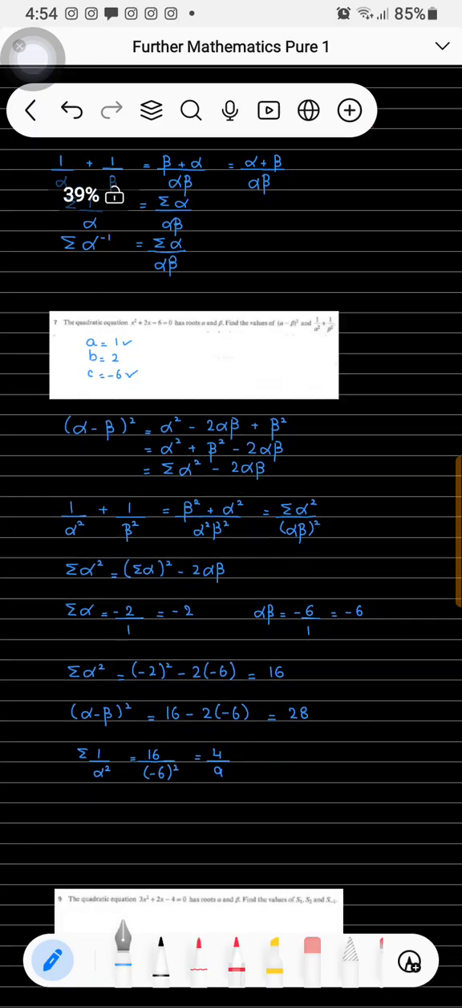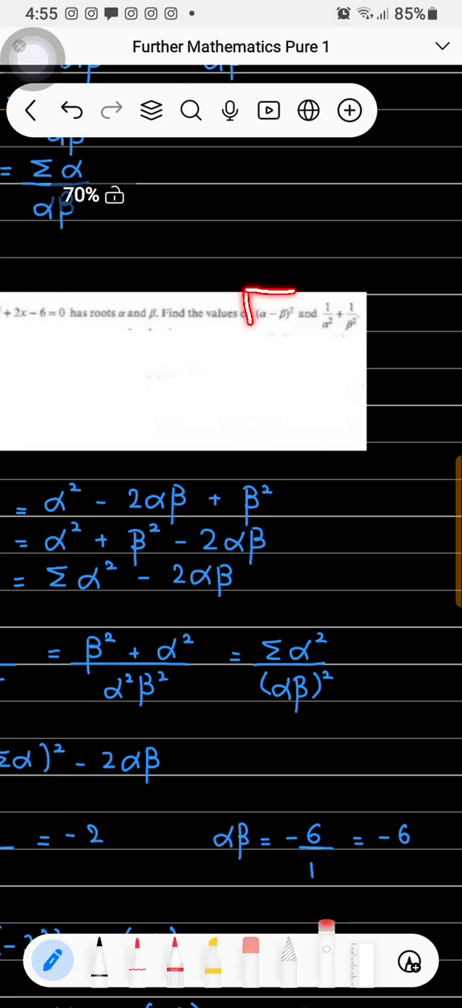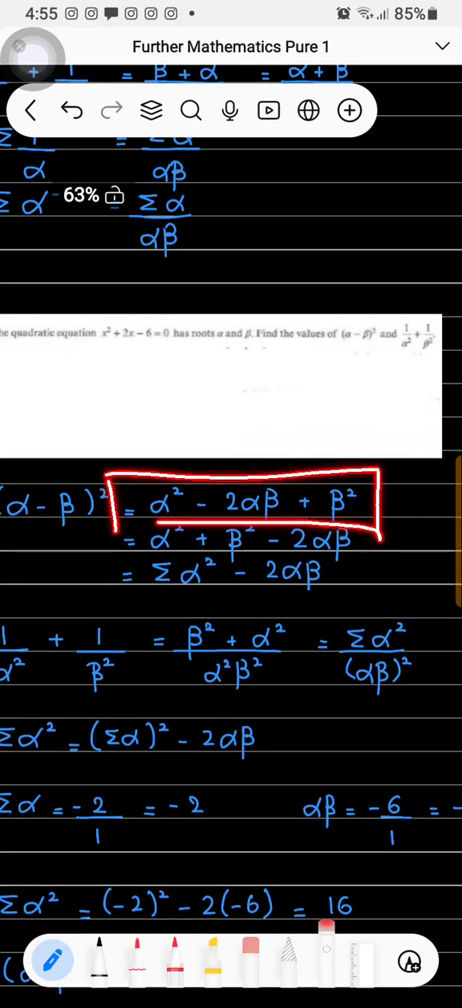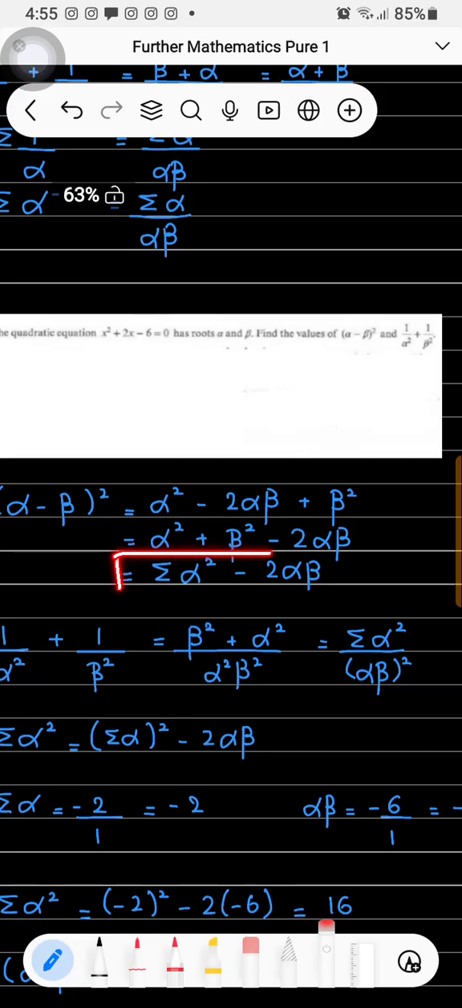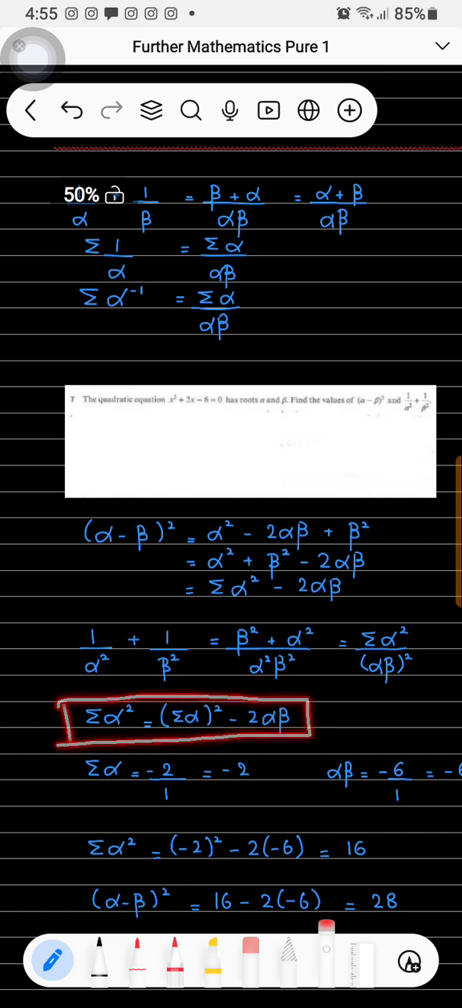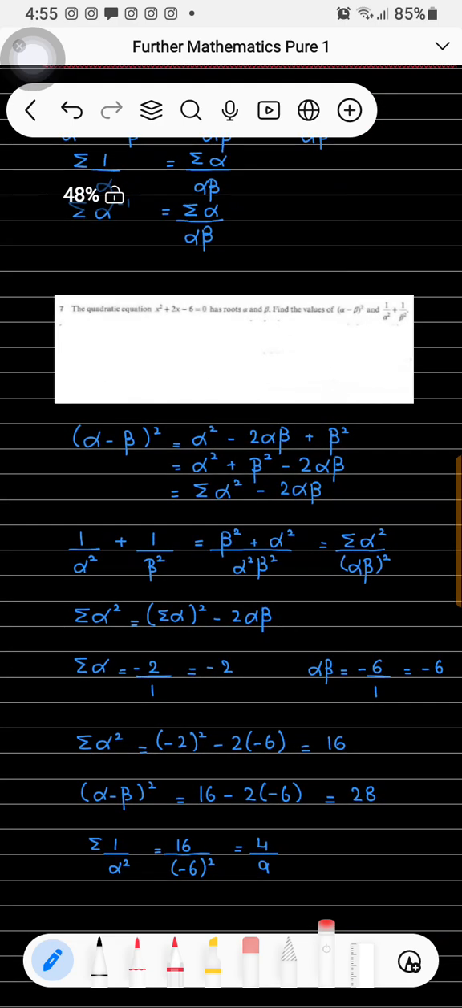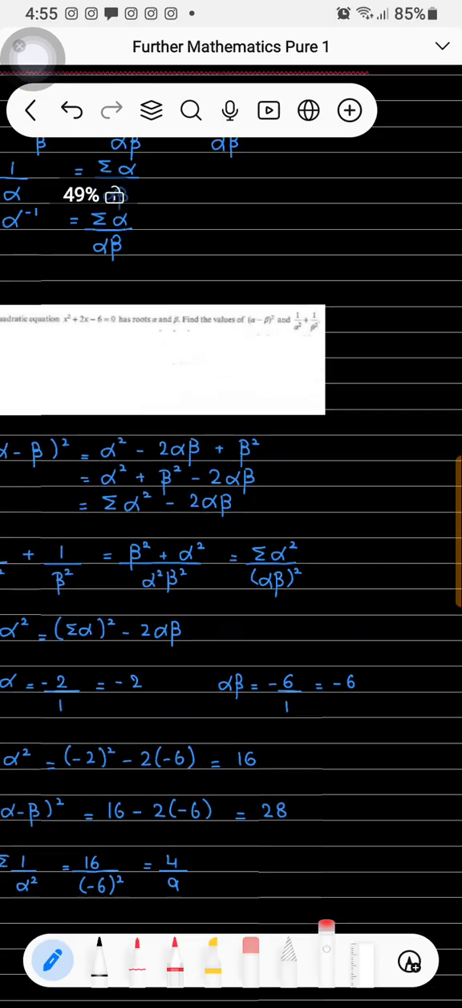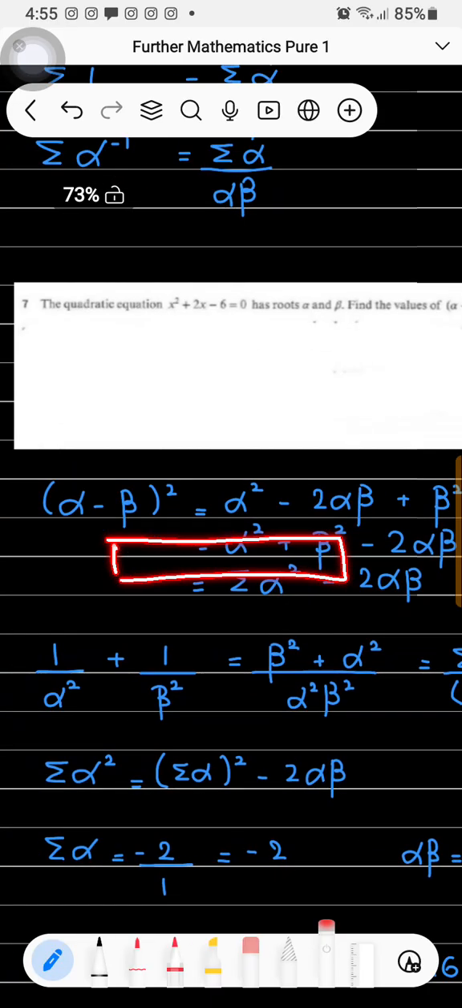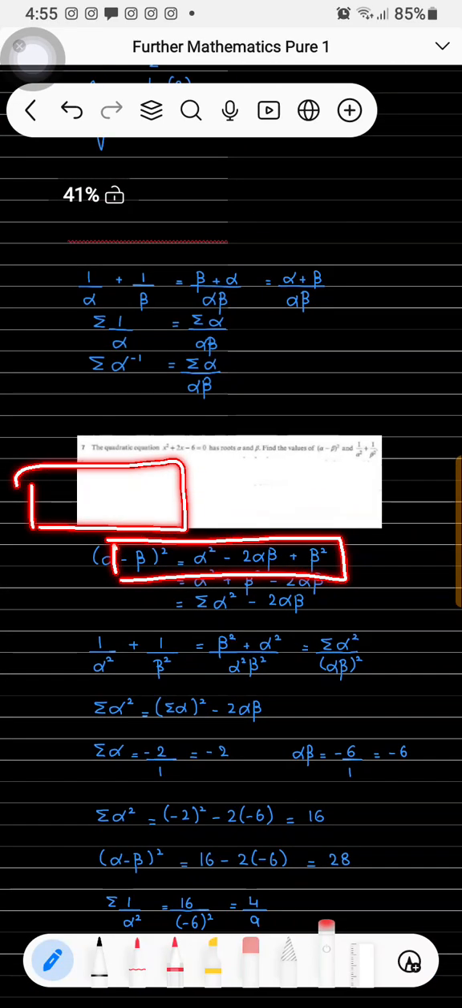Let me give you a review of how we solved this question. They asked for alpha minus beta whole square. We don't have any general formula for it, so we expanded it using basic algebra and got our formula. Then we found sum of alpha square using sum of alpha whole square minus 2 alpha beta, and we also found alpha beta. We inserted these in the formula and got the value 28.